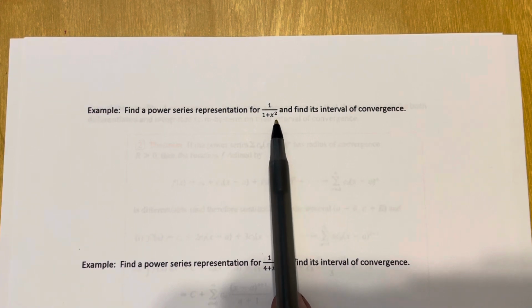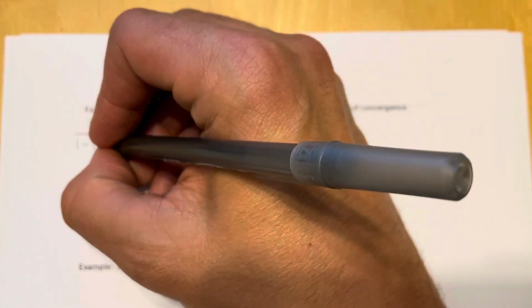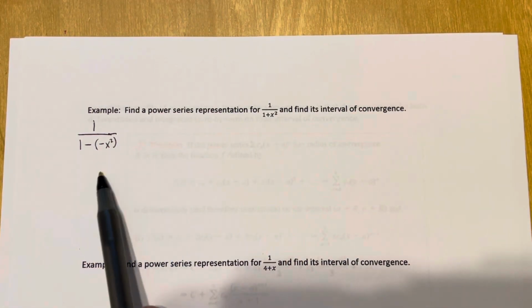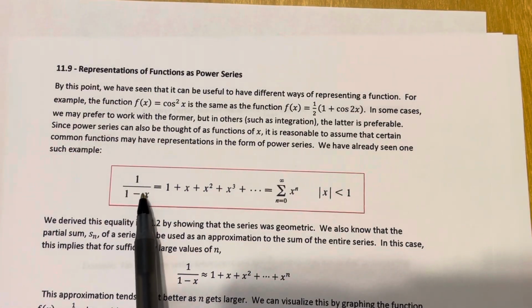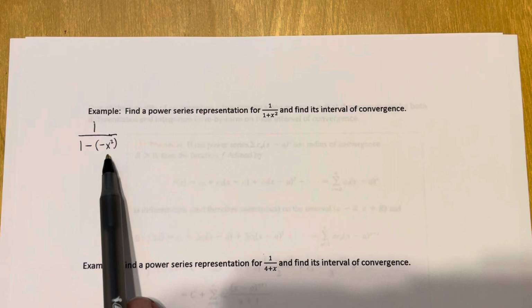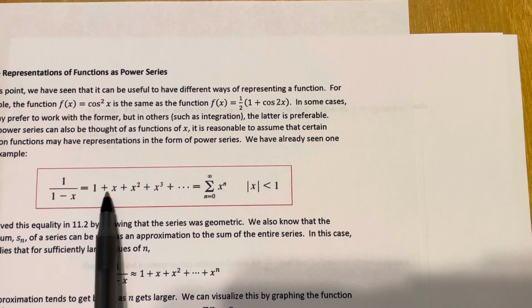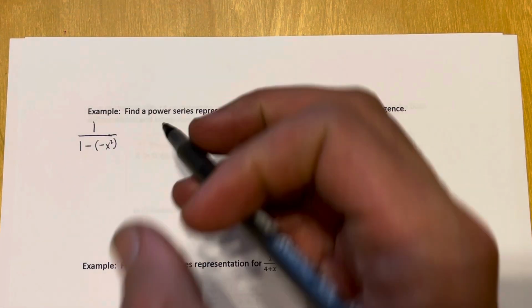It's a different function than what I had on the previous page, but notice that if I were to rewrite that as 1 over 1 minus negative x squared, this is the same thing as 1 plus x squared because those negatives would cancel out. But now I have 1 over 1 minus something. And over here, I have 1 over 1 minus something. If I take the negative x squared here and I substitute it in for the x here, I can do the same on the right-hand side and substitute a negative x squared in for all of the x's here. The result will be a power series for this function.